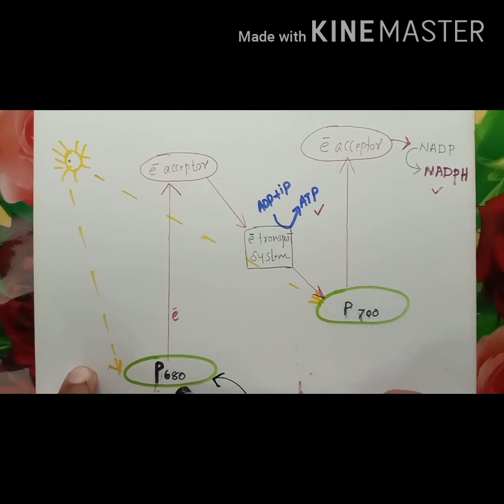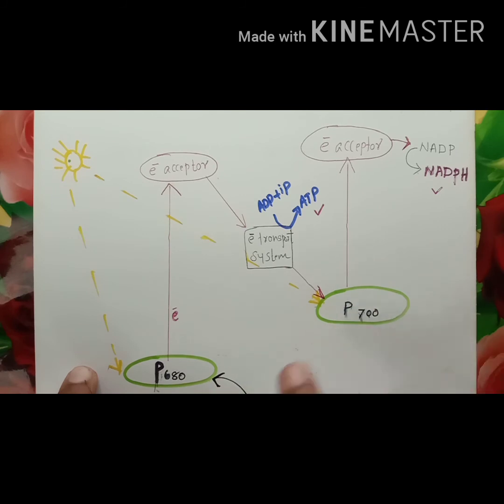P680 can absorb wavelengths up to 680 nanometer, and here it can absorb up to 700 nanometer. Suppose a wavelength of sunlight of 650 is coming. We know that both of them can absorb, isn't it? Because 680 nanometer can be absorbed here, and here 700 nanometer of light can be absorbed. Suppose a wavelength of light below 680 is coming. Both of them can be absorbed.